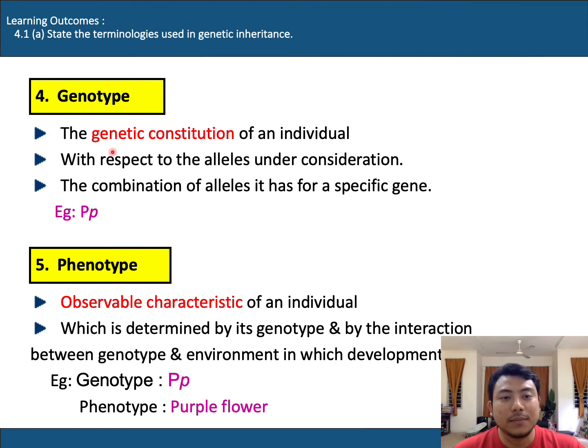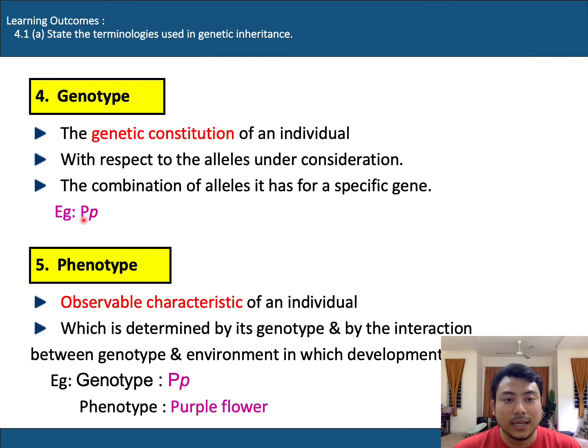Okay, genotype. The genetic constitution of an individual with respect to the alleles under consideration, the combination of alleles it has for a specific gene. Okay, kalau saya mudahkan, genotype ni apa benda? Dia sebenarnya adalah a symbol representing the gene daripada allele tu tadi.